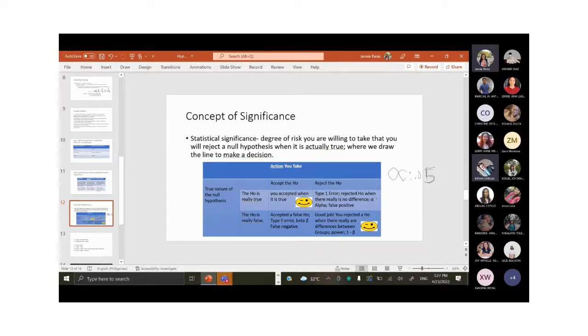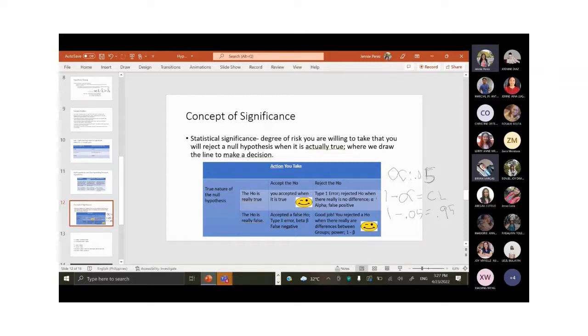Now, 1 minus alpha is what we call confidence level. Your confidence level. So 1 minus the alpha of 0.05, you will have a confidence level of 95%. Yun. So that is your alpha level. That is your boundary line, that you can only take an error of up to 0.05 or 5%.